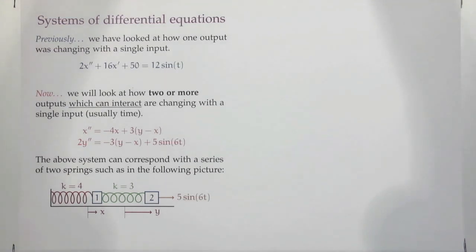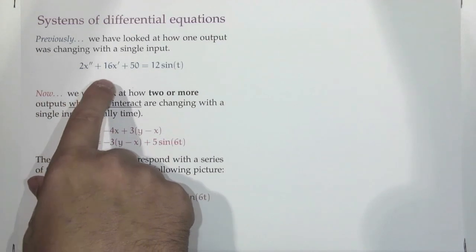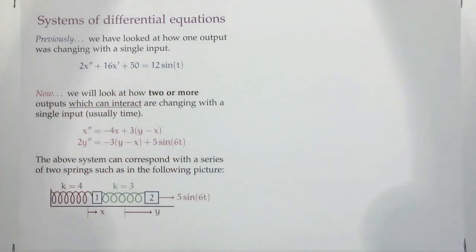Now what does that mean? Well, essentially you should think of it as before, we had one function that we were trying to find the solution for. So we were doing things like 2x double prime plus 16x prime plus 50 equals 12 sine t. That could model, for example, a spring. A single spring, one spring.